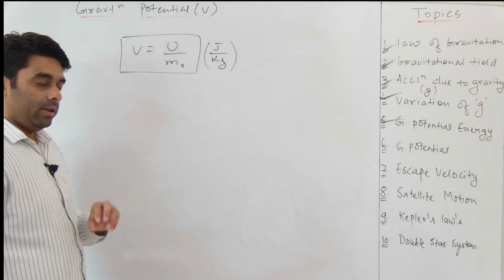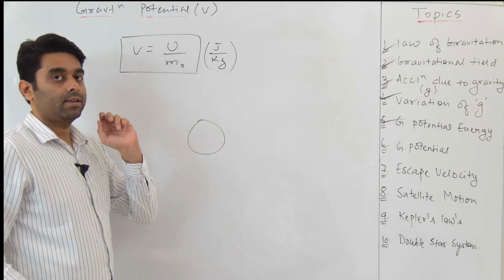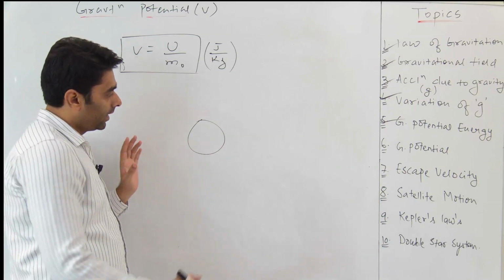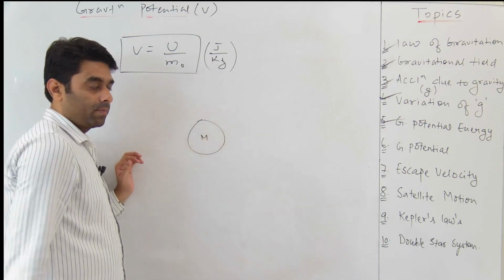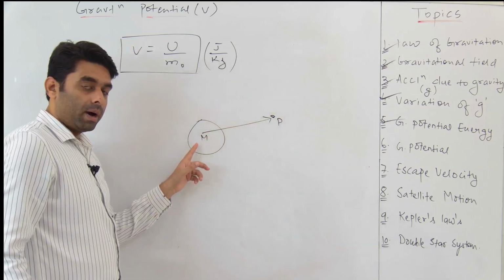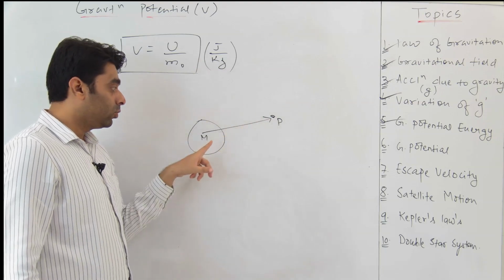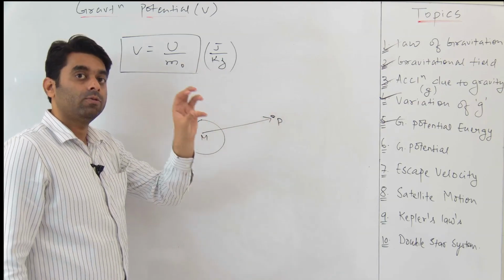Now, let's consider that gravitational potential is a characteristic of a point. What do I mean by that? Let's suppose that this mass m is there, and at point P, this mass will have some influence. Due to this mass m, this point P will have some potential.